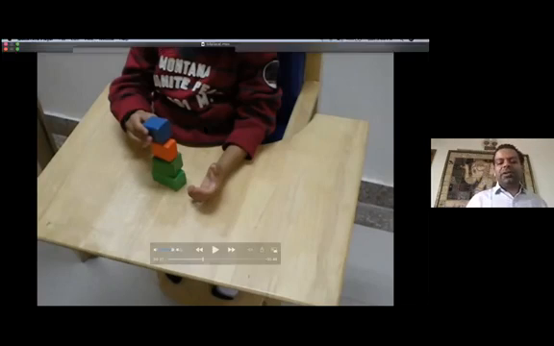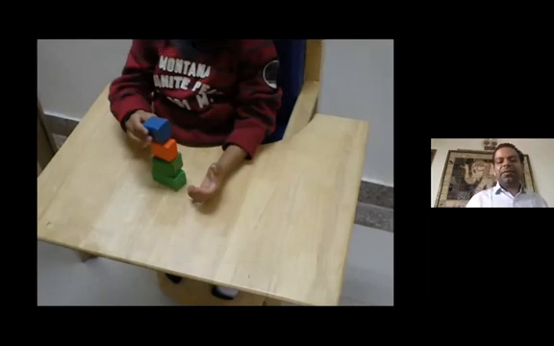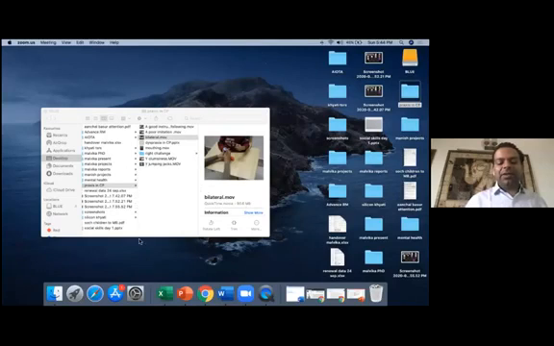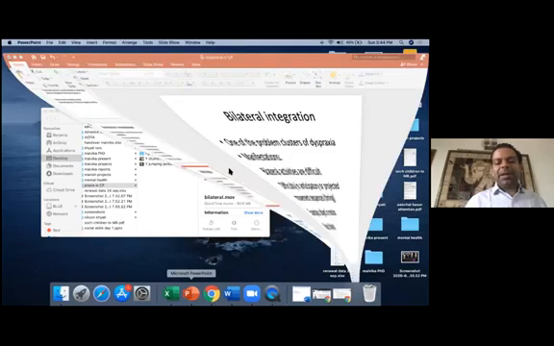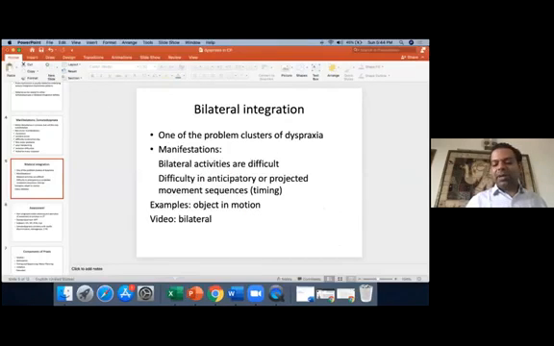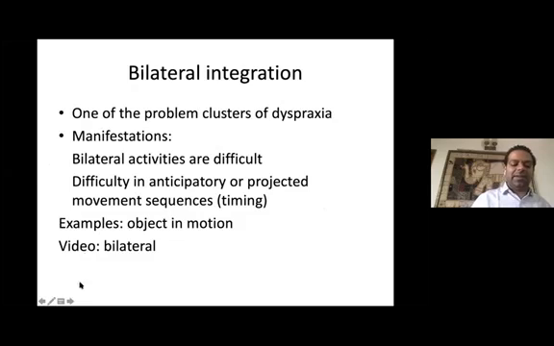You would have also seen that the child picks up with both hands. When the object is on the right side, he picks up with the right hand, and when the object is on the left side, he picks up with the left hand. He does not cross the midline, and he does not cross over and pick up the object consistently with the dominant hand. He uses both the hands at the same time. So he has difficulties with bilateral integration, and he has also difficulties with timing.